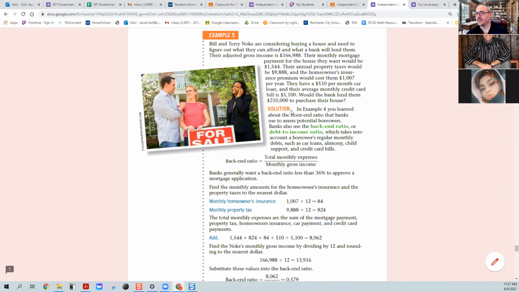Okay. So in example 4, we learned about the front-end ratio that banks use to assess potential borrowers. Banks also use the back-end ratio, or the debt-to-income ratio, which takes into account a borrower's regular monthly debts, such as car loans, alimony, child support, and credit card bills.